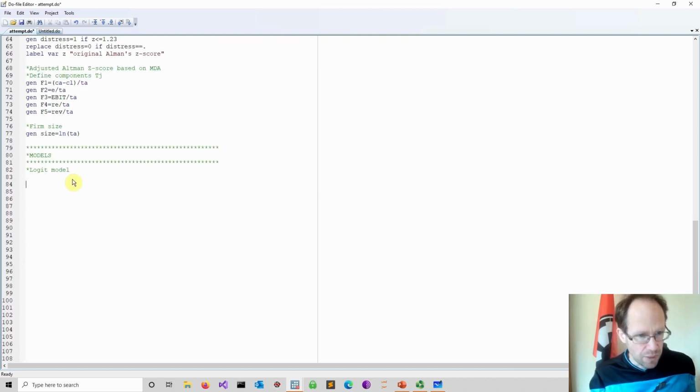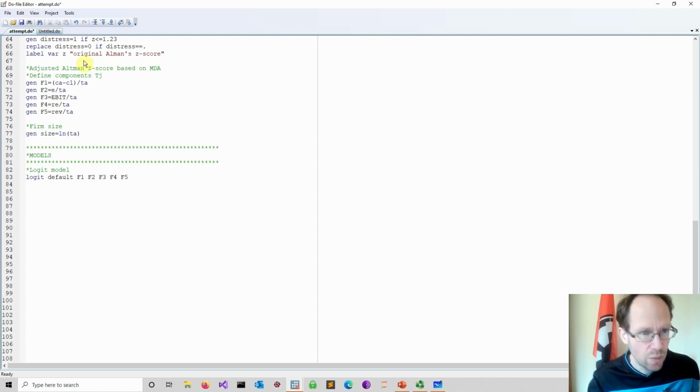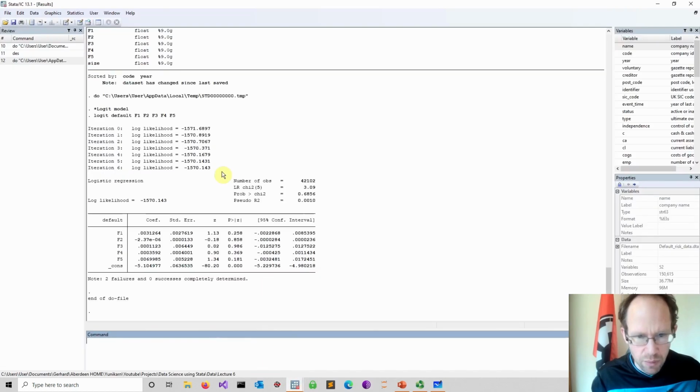Just make a bit of space so it's easier to see that. So I just do logit. Our dependent variable is called default. Actually, this is the default outcome. F1, F2, F3, F4, F5. Or we can just do F asterisk, that would also do. And I'm just running now this logistic model, and we have a quick look.